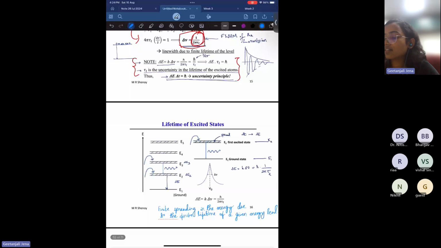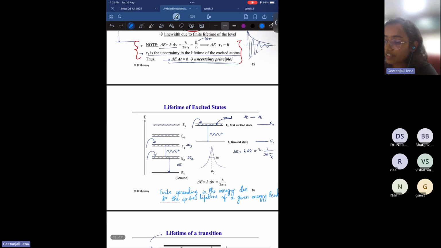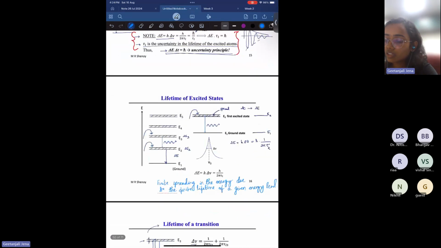Because of this finite lifetime of a level, in an atomic system we usually assume that the energy levels are discrete, but they are not. In a real situation, there is certain broadening in the energy level. This broadening is due to the finite lifetime of a given level. If you see this figure, E5, E4, E3, E2, there is a broadening of each energy level, which is on the order of some nanometer.